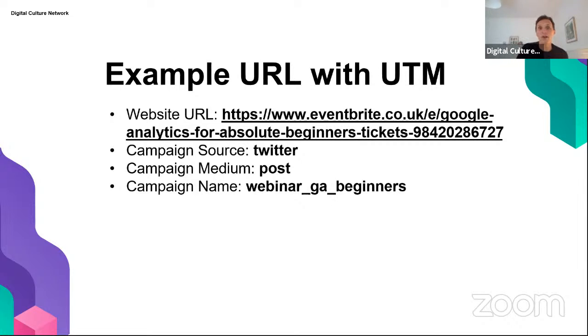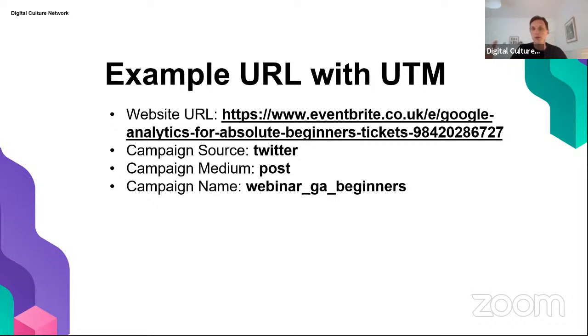So this is an example URL. We've got the Eventbrite URL, something we'd share as we would normally. The source that I'll post this onto is Twitter, so I'm going to post it onto Twitter. I create this link before I go to Twitter.